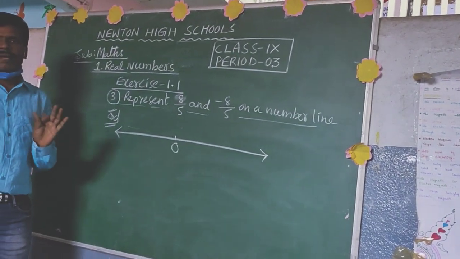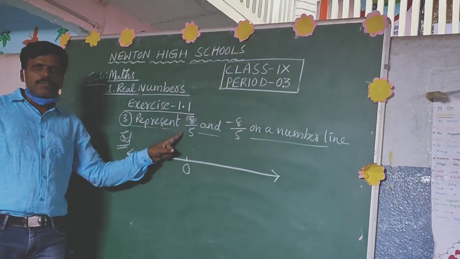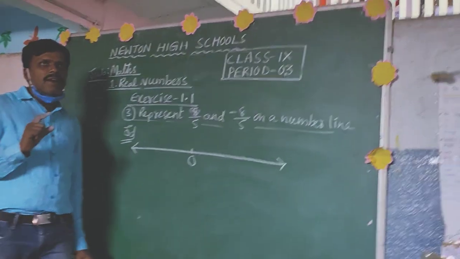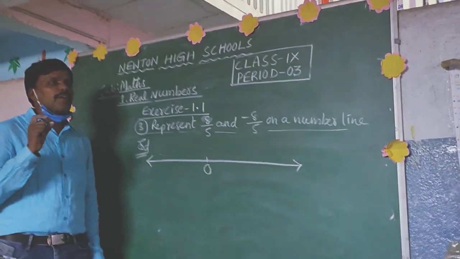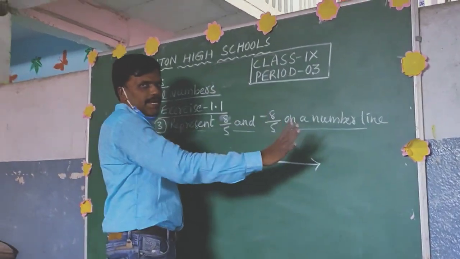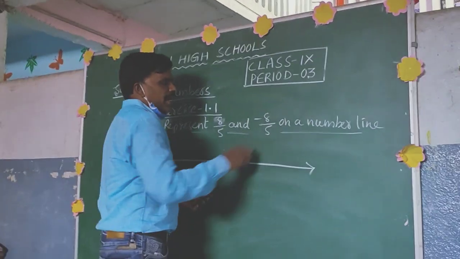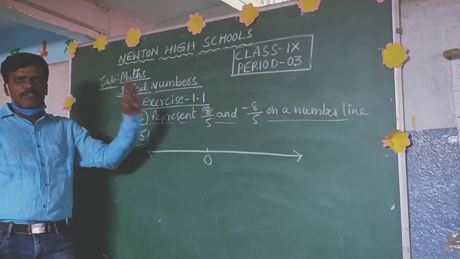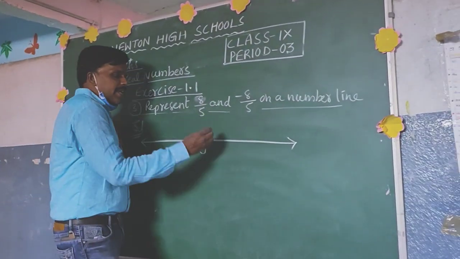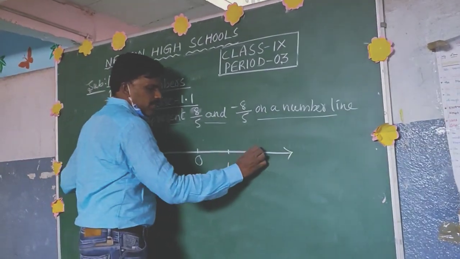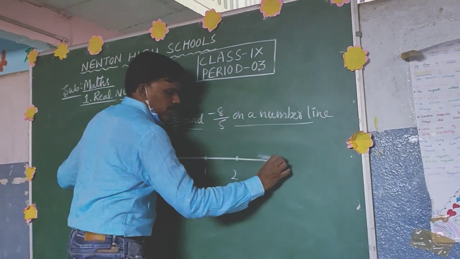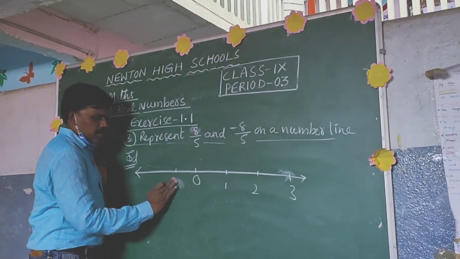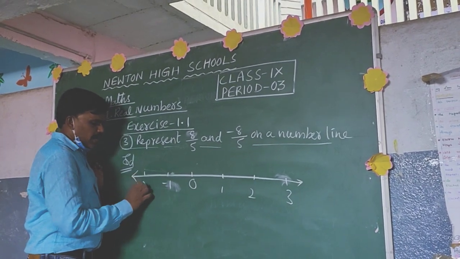It should be clear. So 8 by 5 is a positive rational number, and we have to represent it on the right side. Minus 8 by 5 is a negative number, and we have to represent it on the left side. That should be clear. So the next one. We write 1, this is the second unit, 3 units. On the left side, minus 1, minus 2, minus 3 and so on.